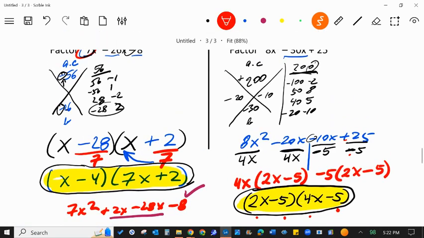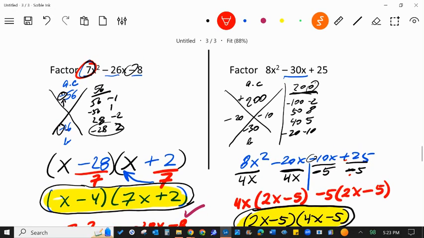So now you see two different methods used with positive and negatives for factoring trinomials when the coefficient in front of the x squared is not 1. It's one of the more difficult factoring procedures, but now you have a couple ways to do it and find one you're comfortable with and get really good at it, and these will not be a problem.